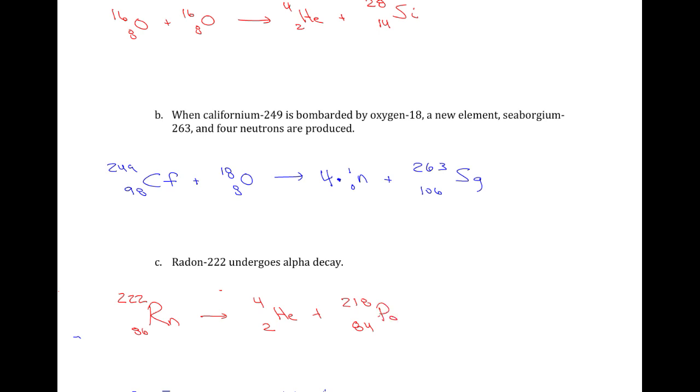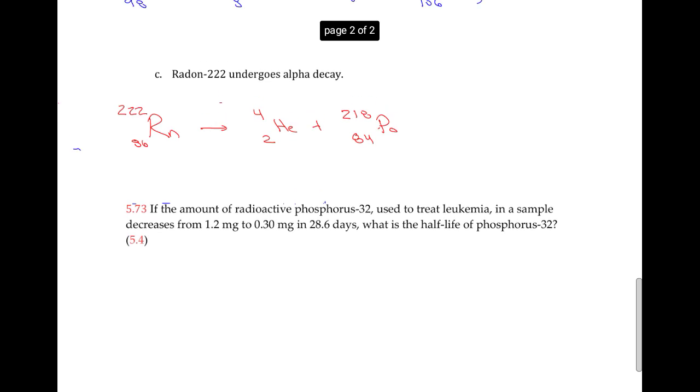And the last question that I've chosen deals with half-lives. It says, if the amount of radioactive phosphorus-32 used to treat leukemia in a sample decreases from 1.2 milligrams to 0.30 milligrams in 28.6 days, what is the half-life of phosphorus-32? Well, the half-life is the amount of time it takes for a sample to decompose to half the original amount. So if I start out with 1.2 milligrams, I think most people can just do this in their head. If I divide 1.2 in half, I'd end up with 0.60 milligrams. So that would be the first half-life.